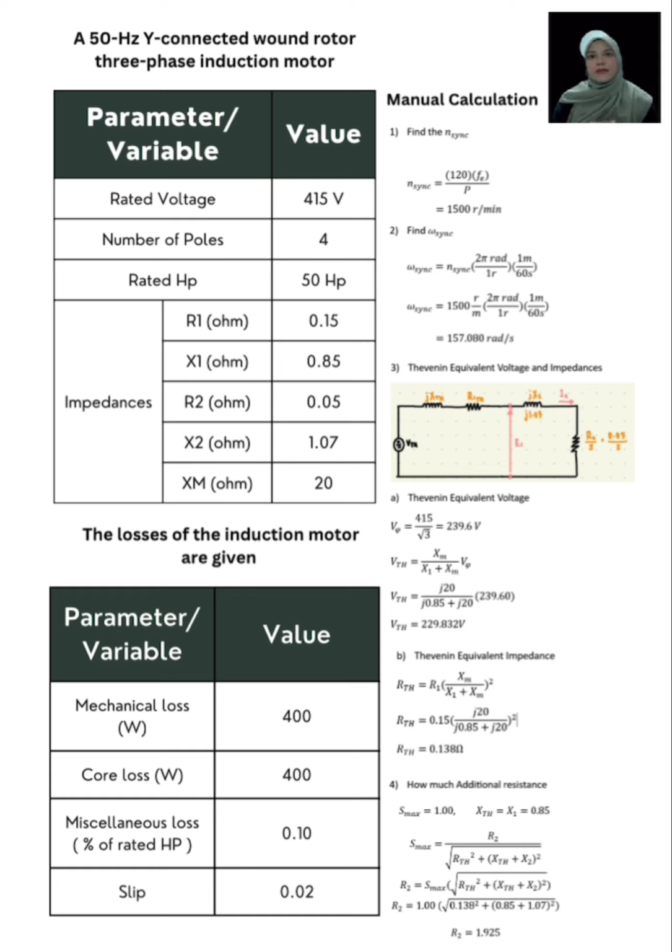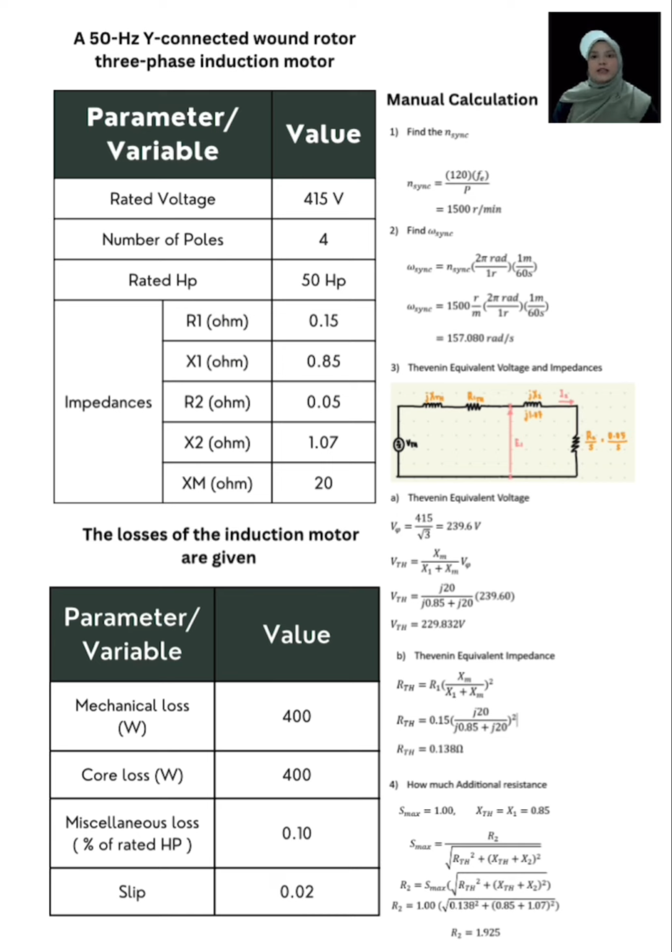The first thing for the manual calculation is we need to find the NSIN. The formula for NSIN is 120 times FE over poles, and the value that we got is 1500 revolutions per minute. The next one is we need to find the omega sin, and the formula is the value that we found earlier times 2 pi radian per 1 revolution times 1 minute over 60 seconds. The answer that we got for omega sin is 157.080 radian per second.